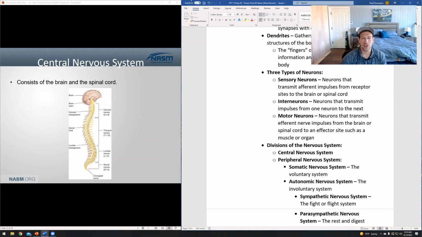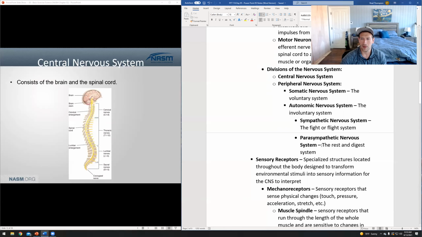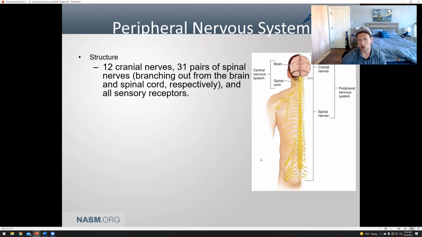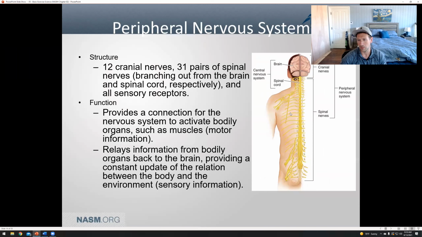So looking at the divisions here, if we're talking about dividing things down, we are going to have our central nervous system and our peripheral nervous system. Again, the central nervous system is your brain and your spinal cord, and the peripheral nervous system are all these nerves that are branching out from there, right? You can see a whole bunch of them there, all branching out, controlling different sections.